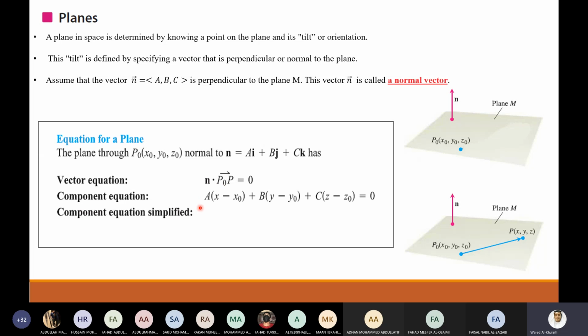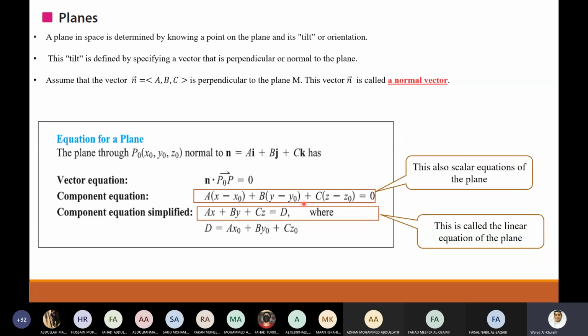So we have this, and we can open this P naught P by taking the difference. The components of n are these, so the dot product will result in this. And we can multiply a by each one of them, so we get this linear equation. The first one is called the scalar equation of the plane. The second one is called the linear equation of the plane.